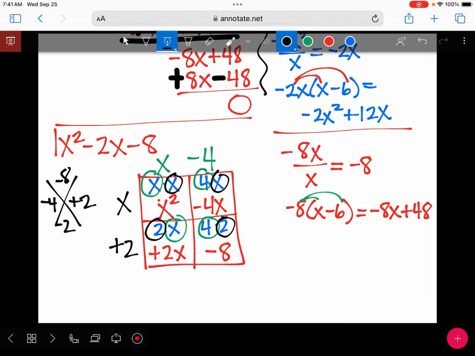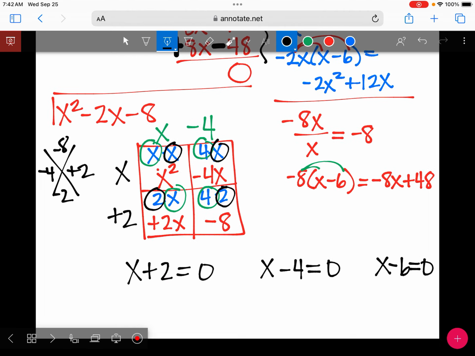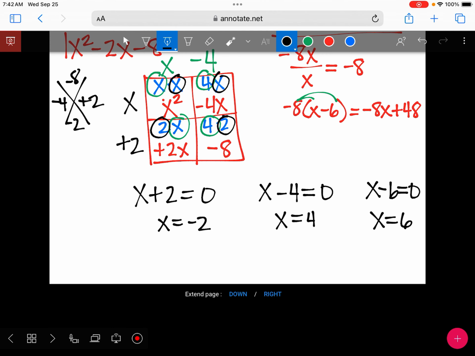All right, so let's go ahead and set all 3 of these equal to 0. X plus 2 equals 0. X minus 4 equals 0. And at the beginning, they gave us X minus 6. Go ahead, solve all 3. And that's your 3 answers. And you are done. So for the first one, we have to subtract 2. The second one, we have to add 4. And the last one, we have to add 6. So our answers would be -2, 4, and 6.